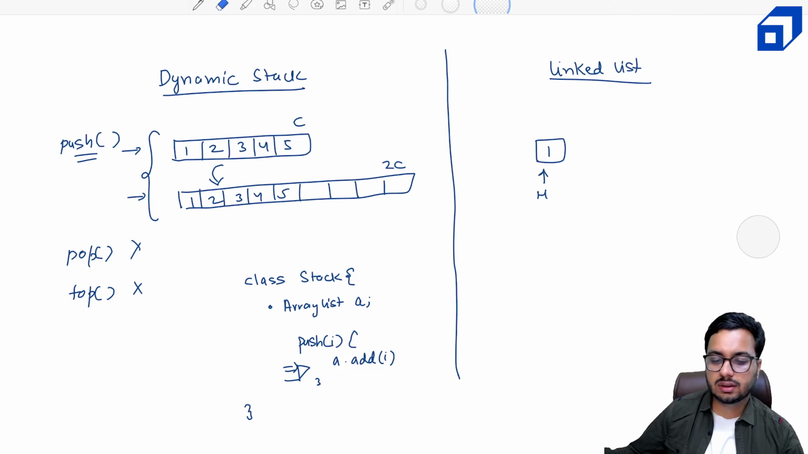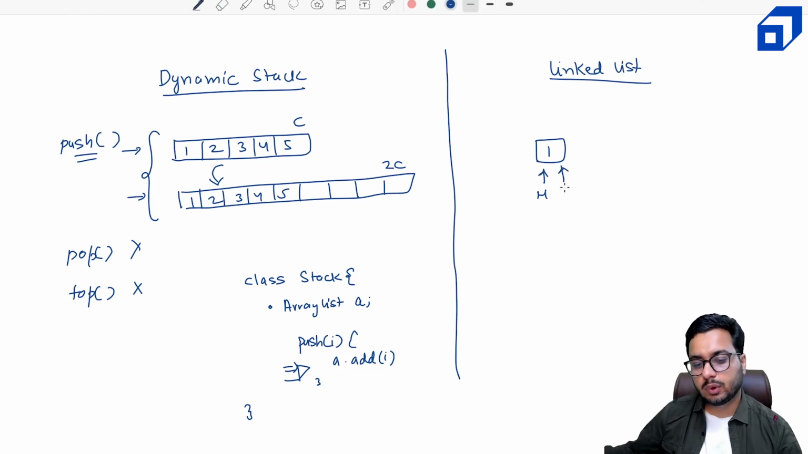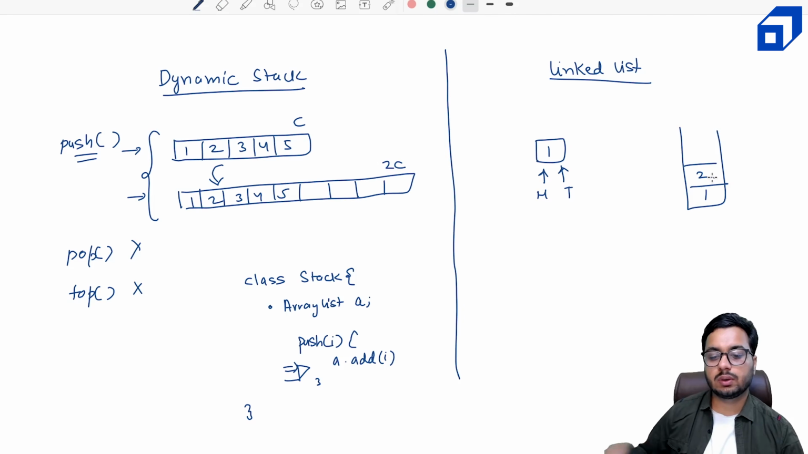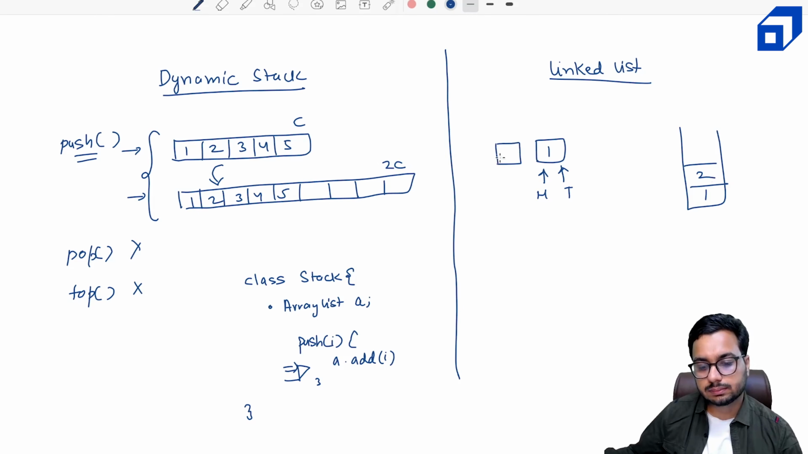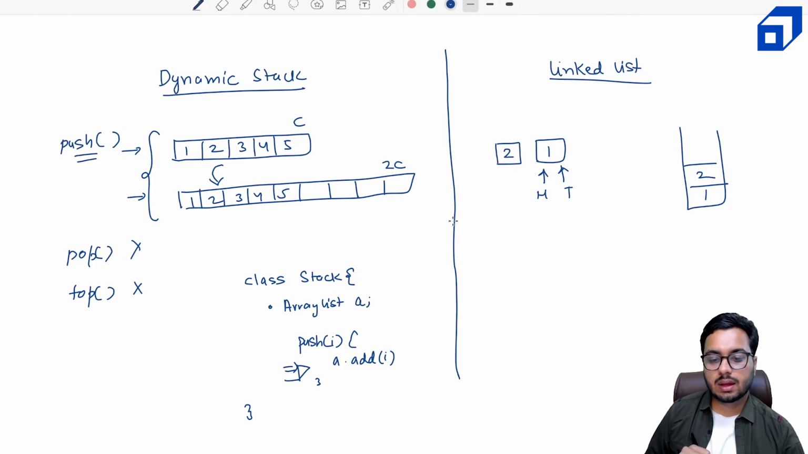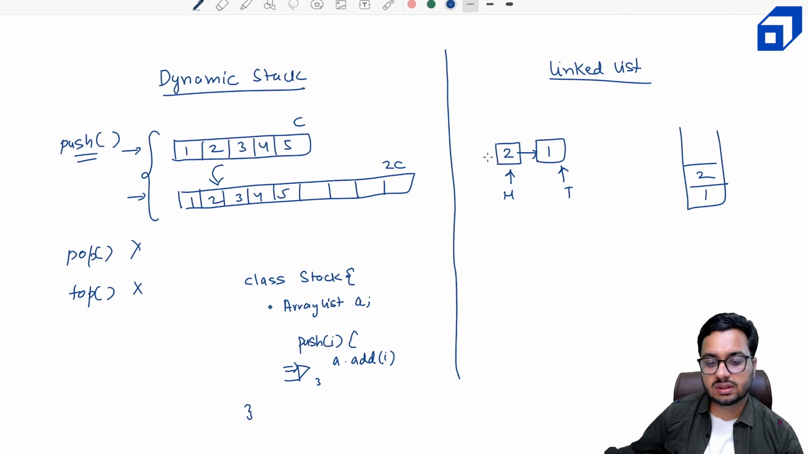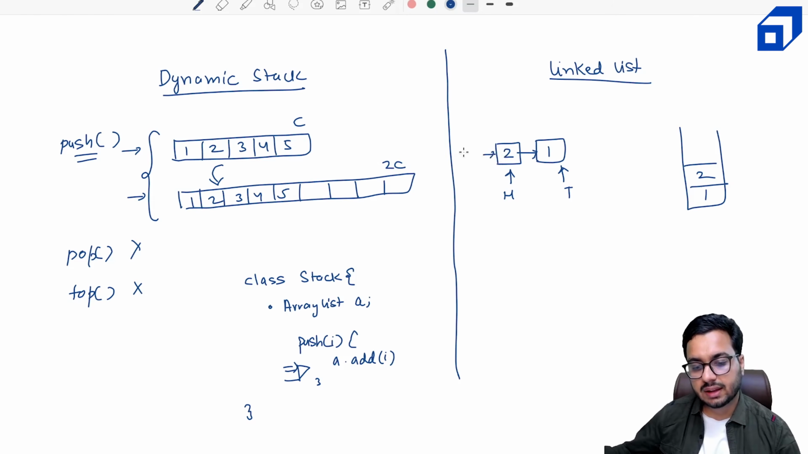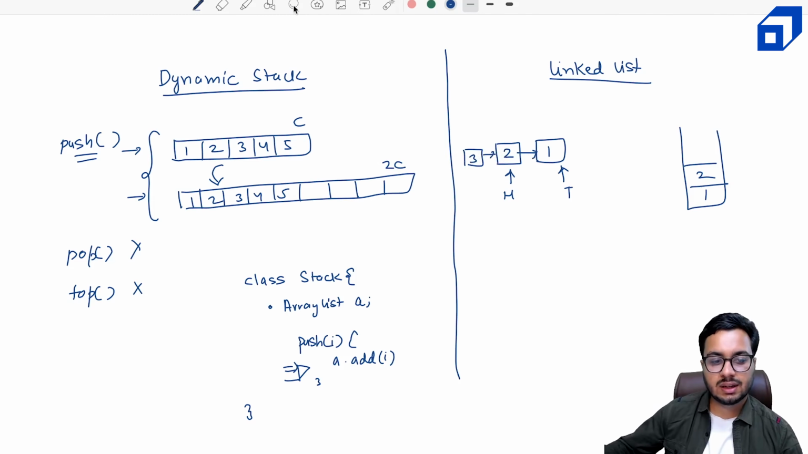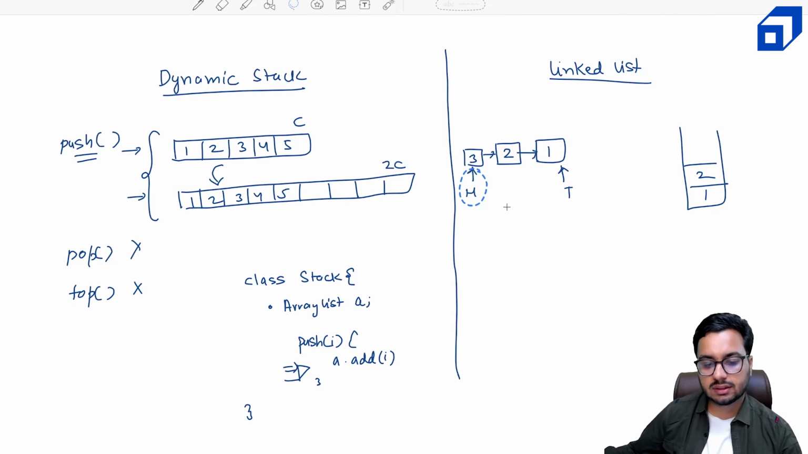Suppose I got 1 and both head and tail got updated. Now if I want to insert 2, 2 will go here. I will create a new node, and I will connect this node with the head. So basically I'm inserting at the head only. This head will move here, because we have seen how to insert at head. Then I insert 3, I create a new node connected with the previous head, and I update this head. This head can come here.